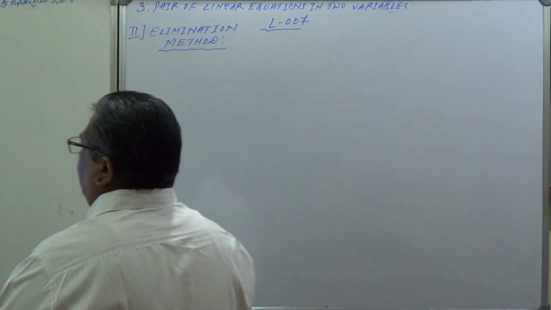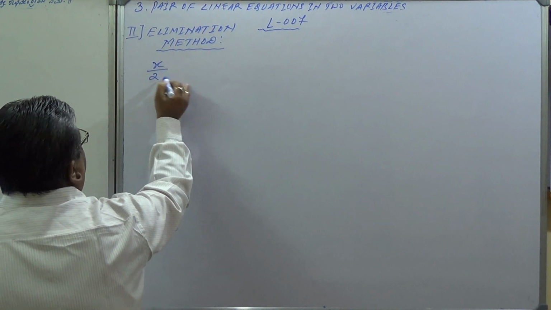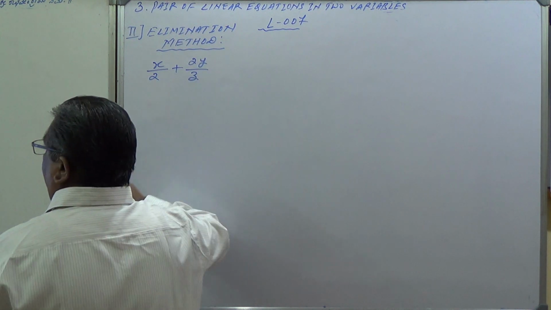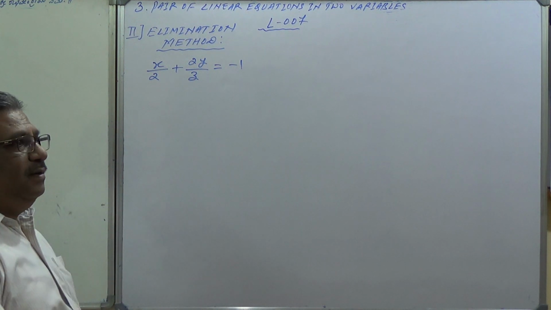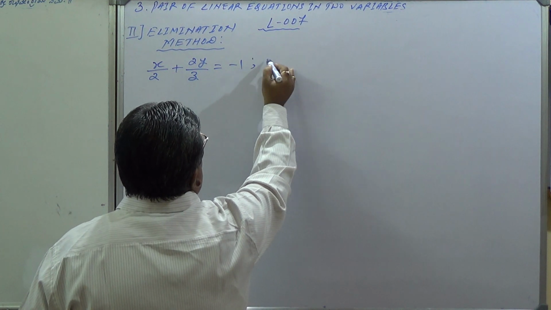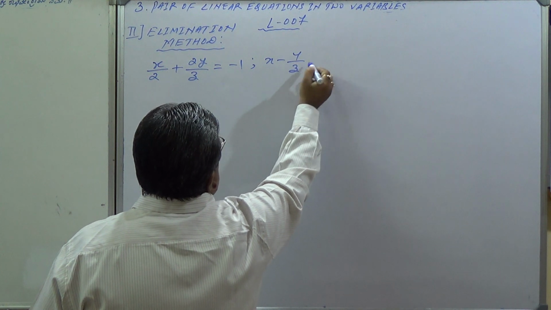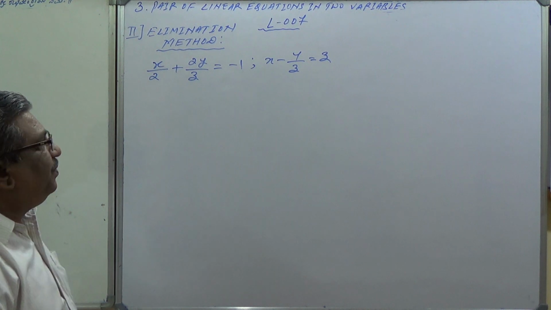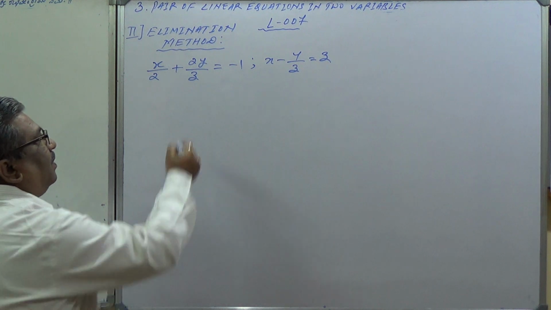The question is x by 2 plus 2y by 3 equals minus 1, and x minus y by 3 equals 3. These are the given equations. First try to simplify and then only tag these equations.